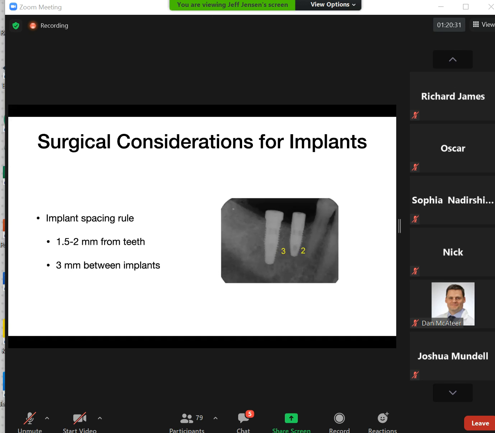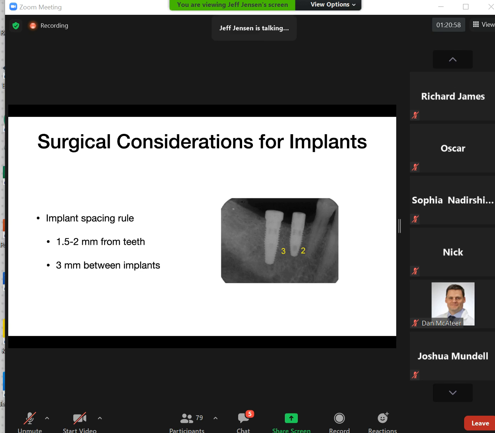Some indications or considerations as far as spacing. Typically with an implant, we want to be 1.5 to 2 millimeters from an adjacent tooth, and at least 3 millimeters between implants. The reason for the 3 millimeters between implants is, like we talked about earlier, a lot of times on implants you're going to see a little remodeling of the bone around the collar or the coronal aspect of the implant.